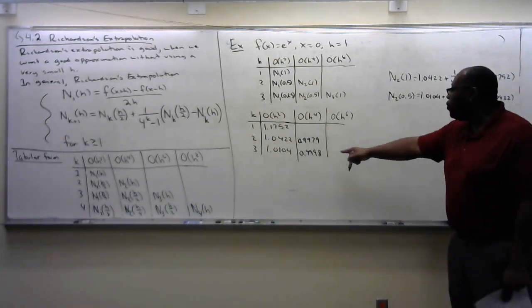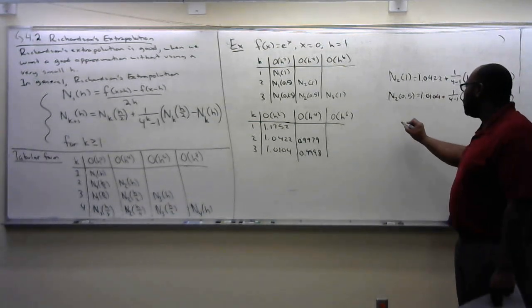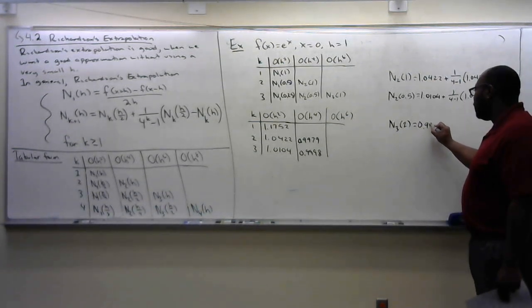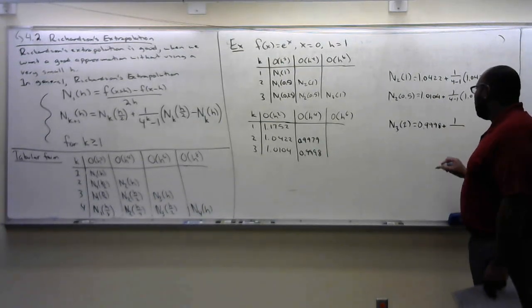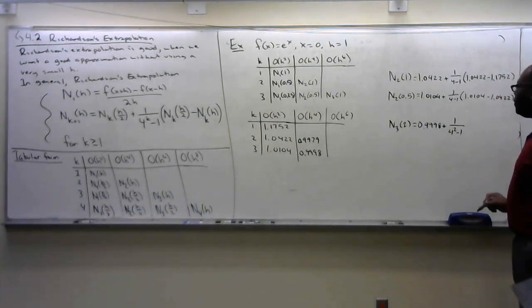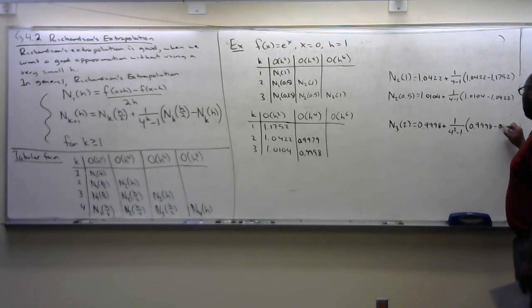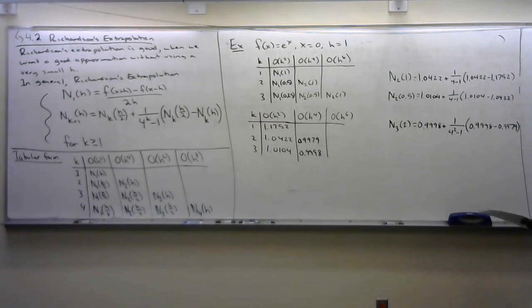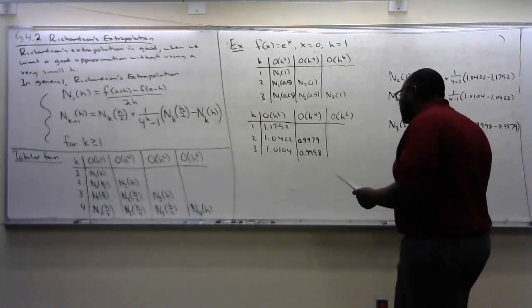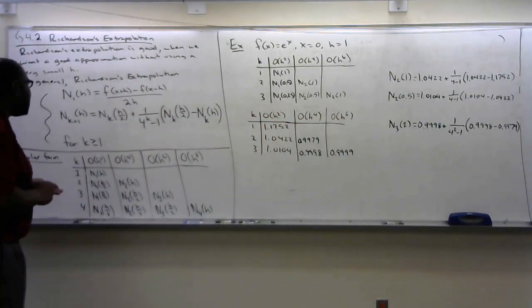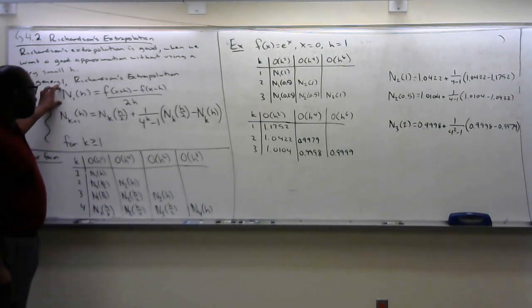And finally, to get the last one, n sub 3, 1, is going to be this term, 0.9998 plus 1 over 4 squared minus 1, or 15, times 0.9998 minus 0.979. And we know that that is going to work out to be 0.999. So you just have to remember what is your original formula.